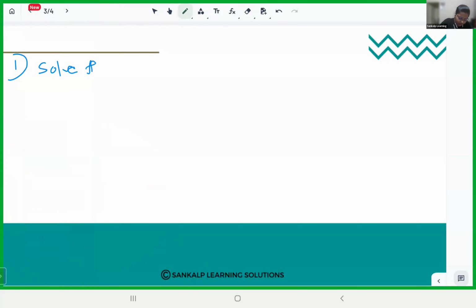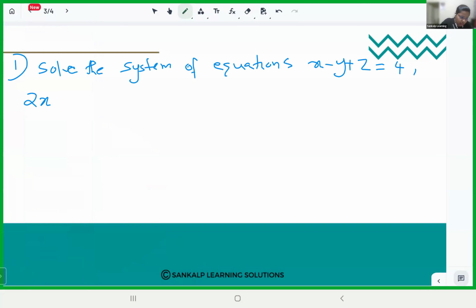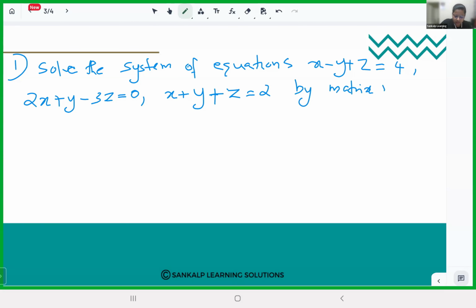Solve the system of equations. The system of equations: x minus y plus z is equal to 4. Second equation is 2x plus y minus 3z is equal to 0. And third one is x plus y plus z is equal to 2. Okay, by matrix method. You have to solve the system of linear equations by matrix method.